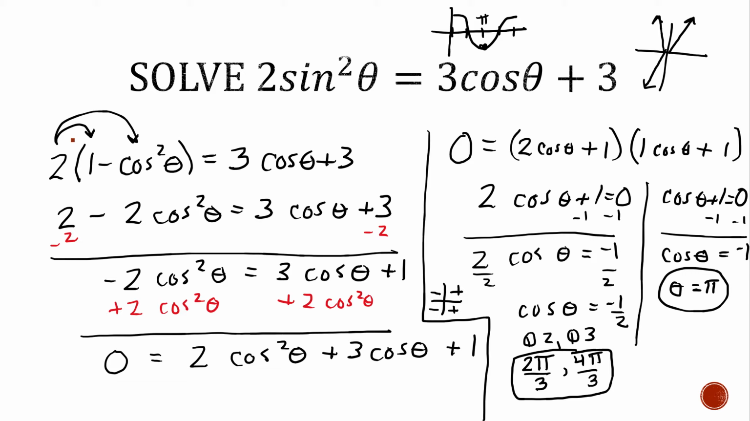All right, so 3 answers here. We're going to have pi, 2 pi over 3, and 4 pi over 3. All right, so that shows you an example where you did not have the same function to begin with, and you used an identity to adjust.